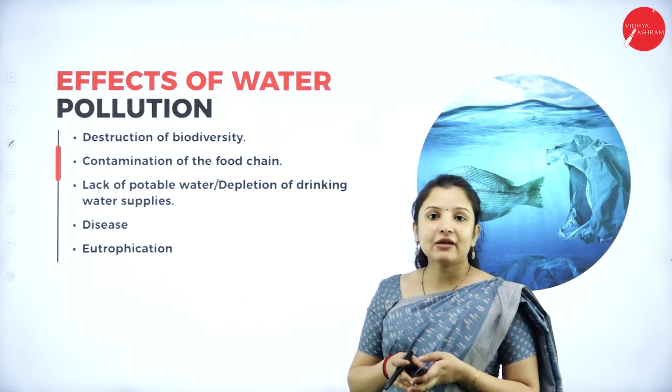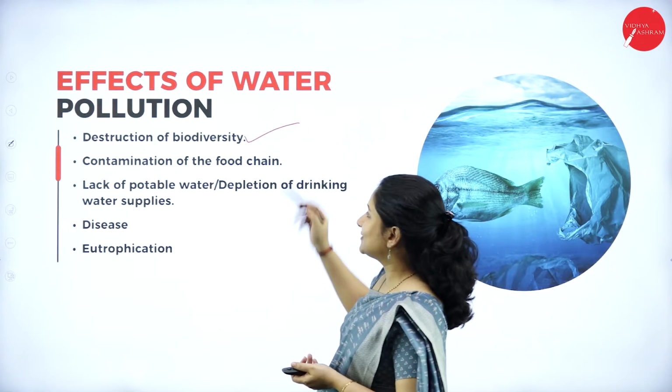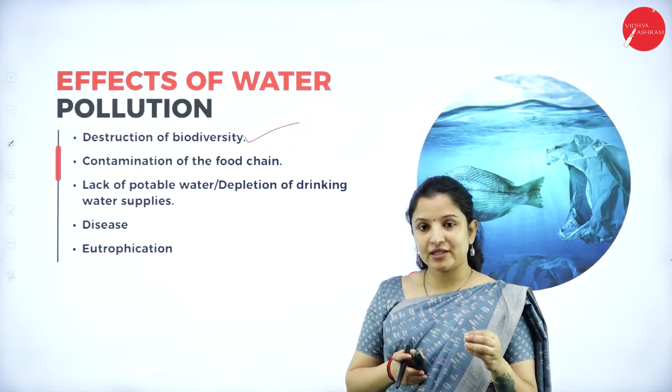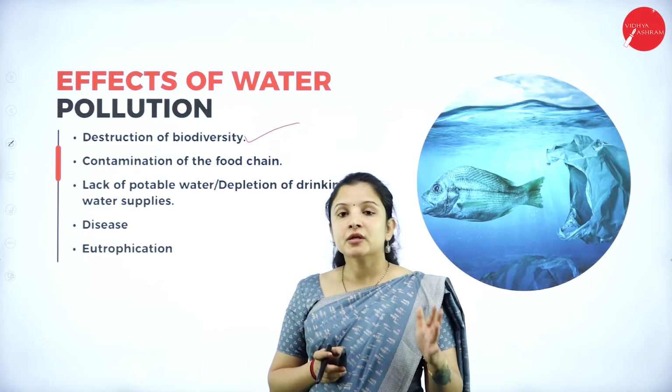Next, talking about the effects of water pollution. One of the effects of water pollution is destruction of biodiversity, because if water is polluted, then the aquatic food chain will get affected. I'll tell you how. It is very easy.